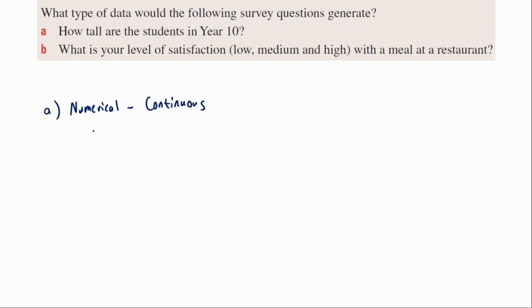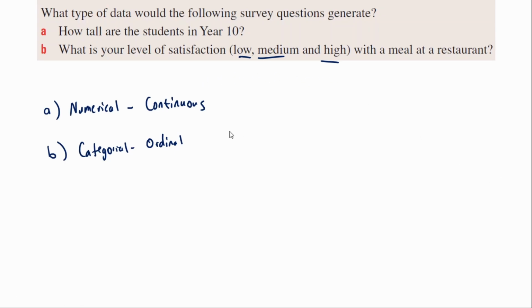And let's try question B. What is your level of satisfaction, low, medium, high with a meal at a restaurant? We know that's going to be categorical because low, medium, or high, they're all categories. They're different groups there. They're not numbers. And once you've got that, this is going to be ordinal. There is an order to each group there. Low might be on the very left, high is on the very right. Either way, there is an order to those different selections.